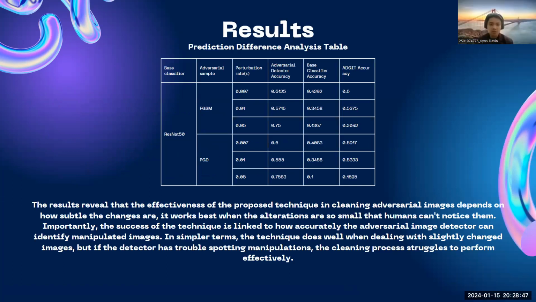So this is the result of the prediction difference analysis table. The result revealed that the effectiveness of the proposed technique in cleaning adversarial images depends on how subtle the changes are. So it works best when the alterations are so small that humans can't notice them. Importantly, the success of the technique is linked to how accurately the adversarial image detector can identify the manipulated image. In simpler terms, the technique does well when dealing with slightly changed images, but if the detector has trouble spotting the manipulation, the cleaning process struggles to perform effectively as well. Next slide.